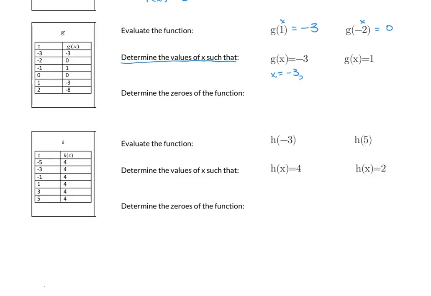That's not the only one. We do want to find all values of x. If we come down further in our table, we also have a negative 3 here. So it also happens when x equals 1. So we get two solutions. We get x equals negative 3 and 1.